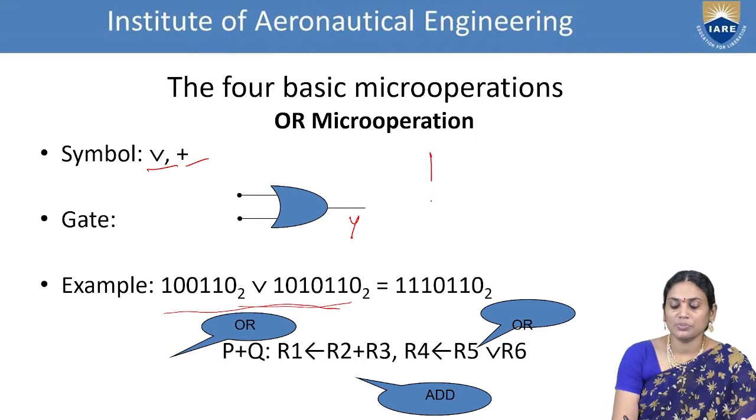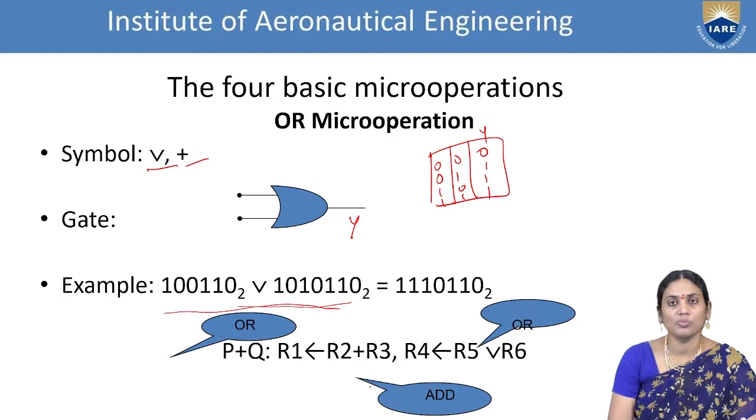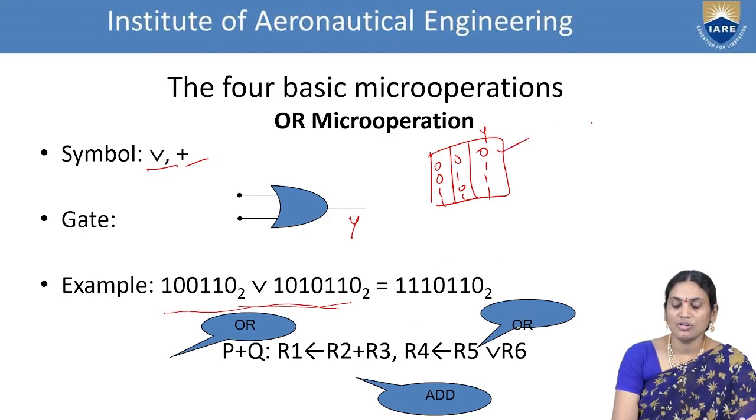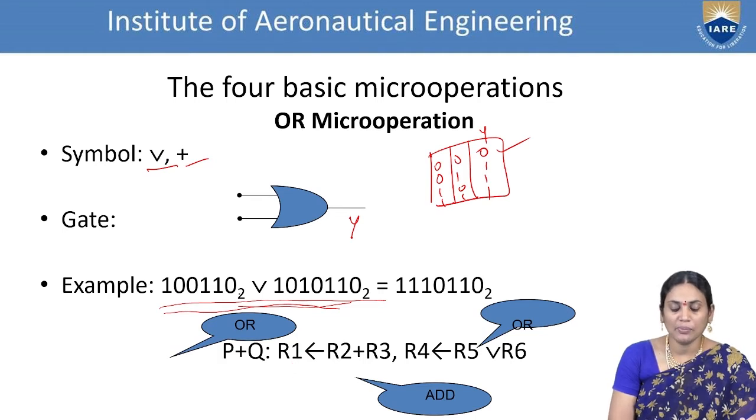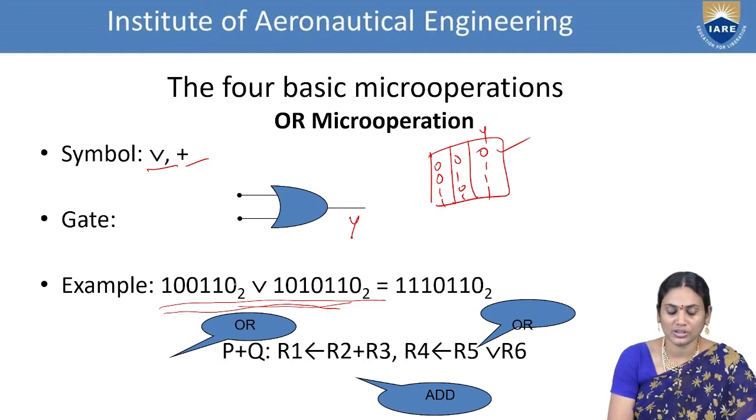So, in the OR gate, the logic principle is, if two zeros are there, the output will be 0. If any 1 is there, the output will be 1. If two ones are there, then also the output will be 1. So, basing on this principle, we used to serve the example. In this case, what is happening over here? It is performing bitwise operations.